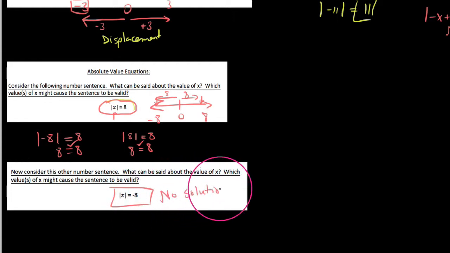Okay, and this is one thing I just want to point out here. You're never going to be able to say that the absolute value of something was negative. And the reason why is because distances are never negative. They're non-negative. They could be 0, but they are non-negative ultimately.